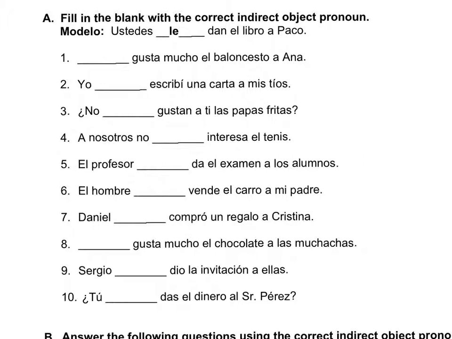So the indirect object in this particular sentence, and we're looking at number one, is Anna. Anna receives the pleasure, right? She receives the like from the subject, which is el baloncesto. So el baloncesto in this case is actually what's controlling the verb, gusta. It's the subject that controls the verb, and she's the recipient. So the indirect object pronoun that corresponds to Anna is what? You know it. It's what? Le.